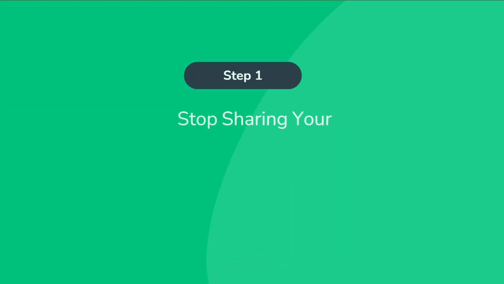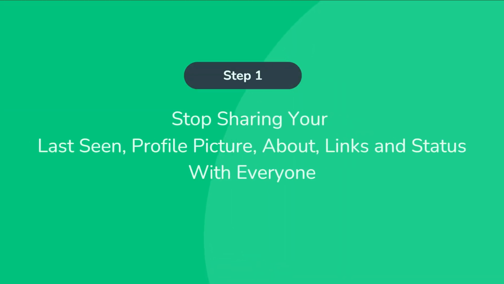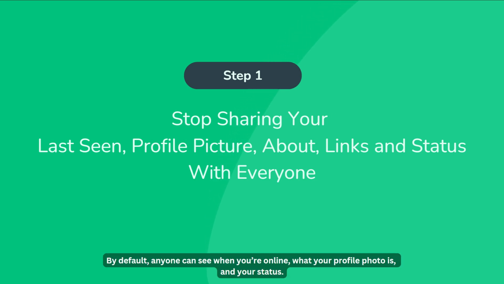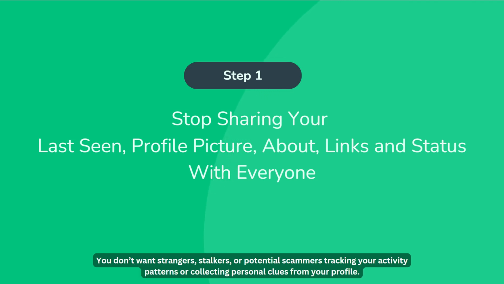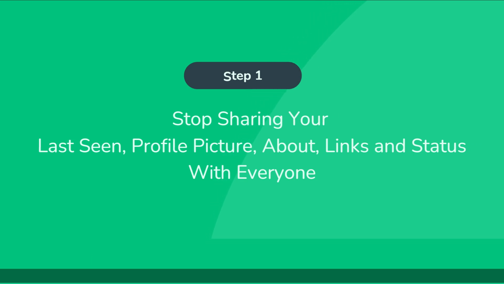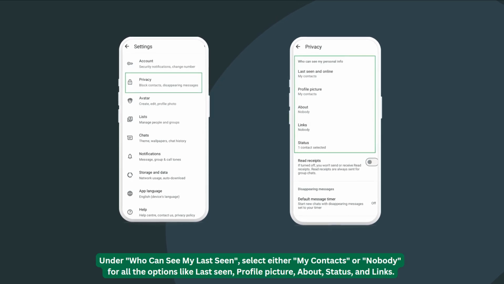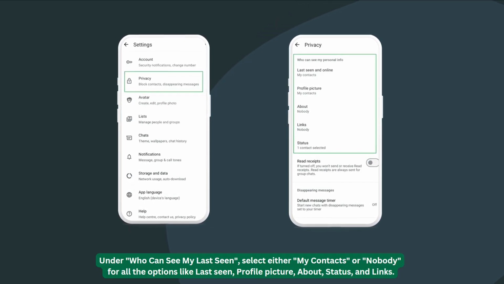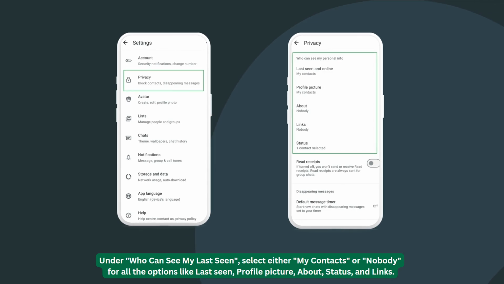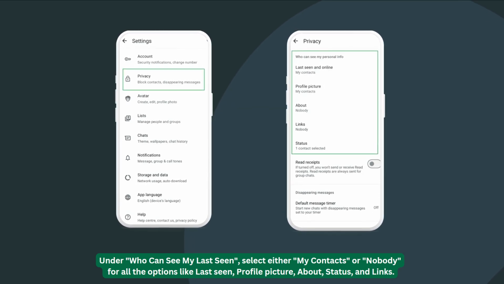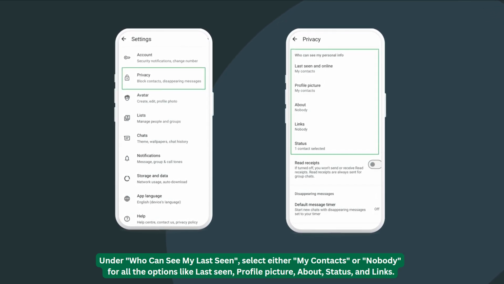Step 1. Stop sharing your last seen, profile picture, about, links, and status with everyone. By default, anyone can see when you're online, what your profile photo is, and your status. You don't want strangers, stalkers, or potential scammers tracking your activity patterns or collecting personal clues from your profile. From WhatsApp, go to Settings, Privacy. Under Who Can See My Personal Info, select either My Contacts or Nobody for all the options like Last Seen and Online, Profile Picture, About, Status, and Links.